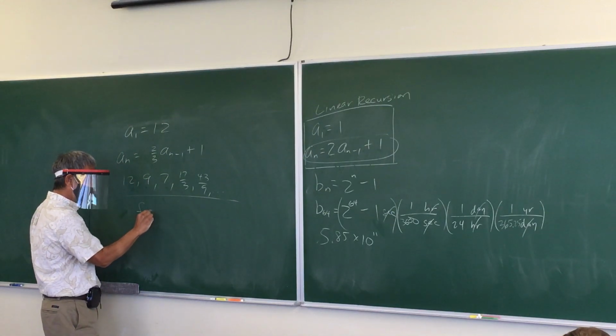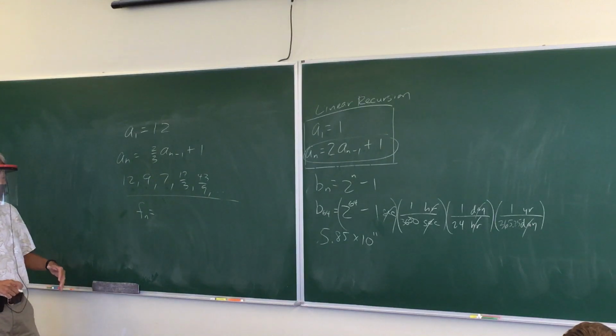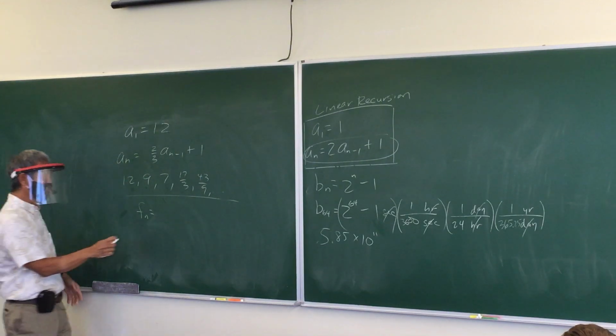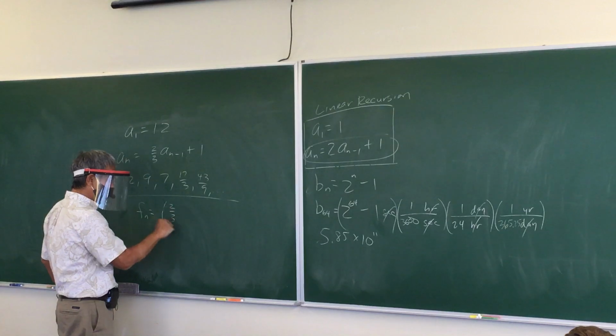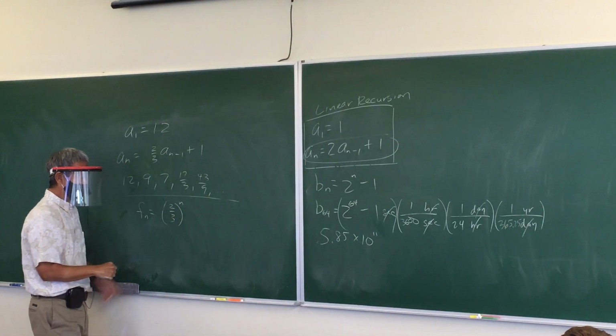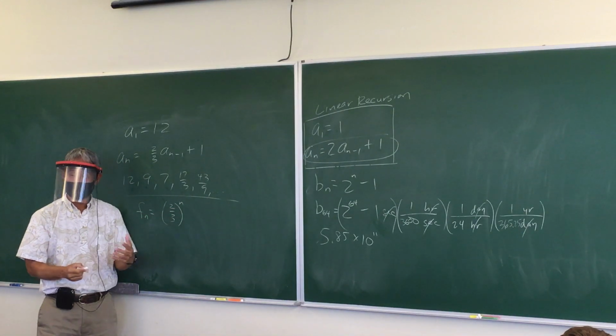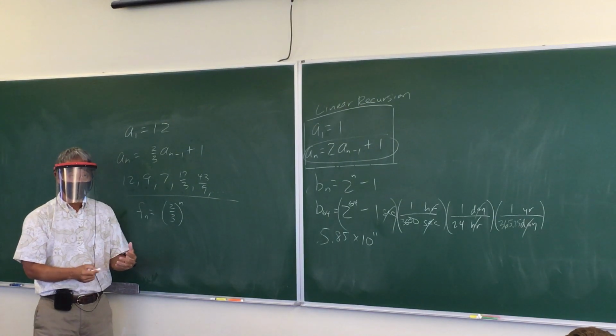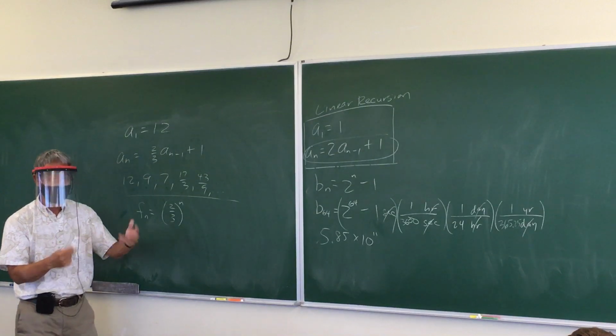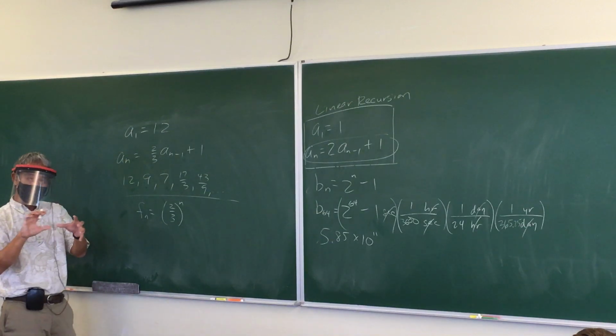So to get the explicit formula for this sequence, since you keep multiplying by 2/3, it's going to be kind of like a geometric sequence. Anytime you have a number to the nth power, that's geometric, right? Think about it. Plug in 1, 2, 3, 4, 5. It keeps multiplying by 2/3. But it's going to be a mutation of that.